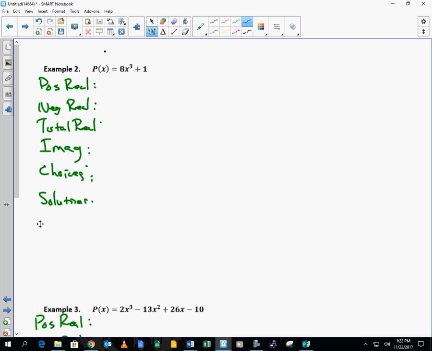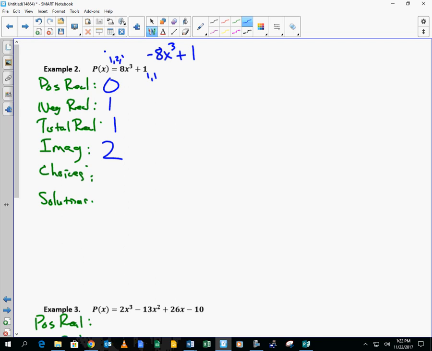Positive real. Positive real, 0. Negative real. This is going to switch to a negative 8x cubed plus 1, right? So that's 1. So how many total real will there be? There'll be 1 total real solutions. How many total solutions are there altogether? 3. Very good. Can this number here ever be odd? Why? Because they always come in pairs. You guys are geniuses.